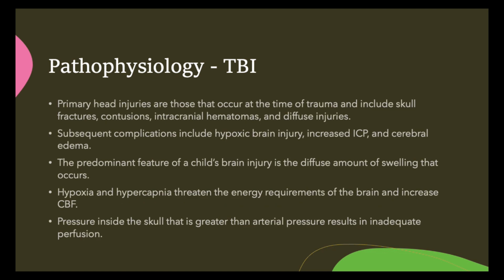Primary head injuries are those that occur at the time of trauma, and they can include skull fractures, contusions to the brain, intracranial hematomas, or even diffuse axonal injuries. However, one of the things we need to do in the nursing care of pediatric TBI patients is prevent subsequent complications, such as hypoxic brain injury, when the brain does not get enough oxygen, damage from increased intracranial pressure, and cerebral edema.